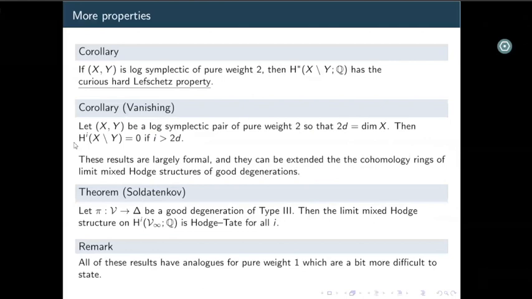Yeah, and as I said before, there are analogs of all this for pure weight 1 things, but it's a bit more difficult to state. Okay, so that's what I had to say.